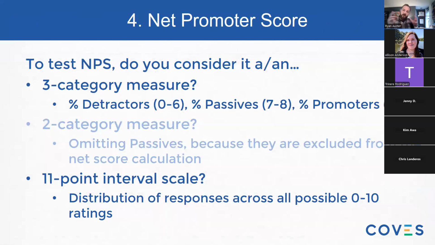Net Promoter Score. This was the "choose the test wisely" thing, if you want to reference Indiana Jones and the Last Crusade. For Net Promoter Score, do you consider it a three-category measure where we're analyzing the percentage of detractors, the percentage of passives, and the percentage of promoters, since that is the information we use to calculate the net score? Or do you consider it a 0 to 10 interval scale where there are 11 possible selections and we have more variance because there are more possibilities? You're not bucketed into three groups.